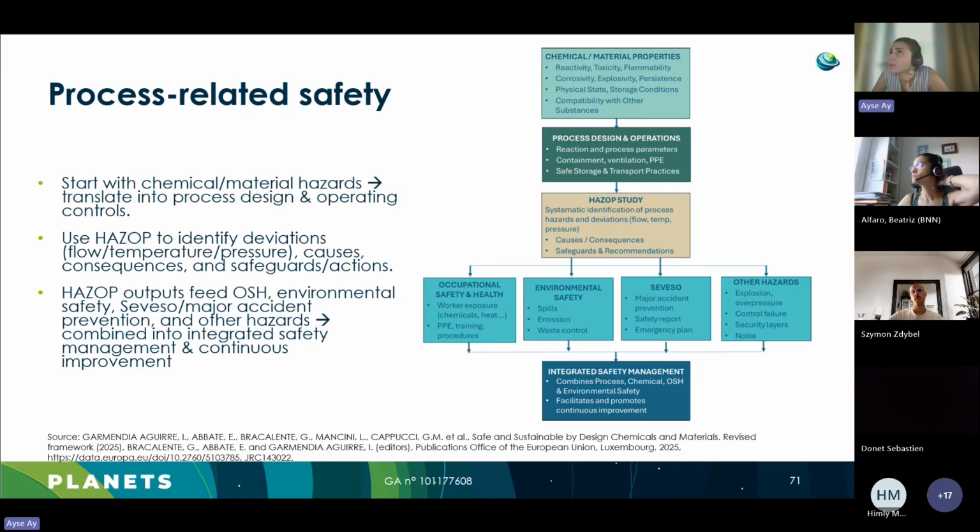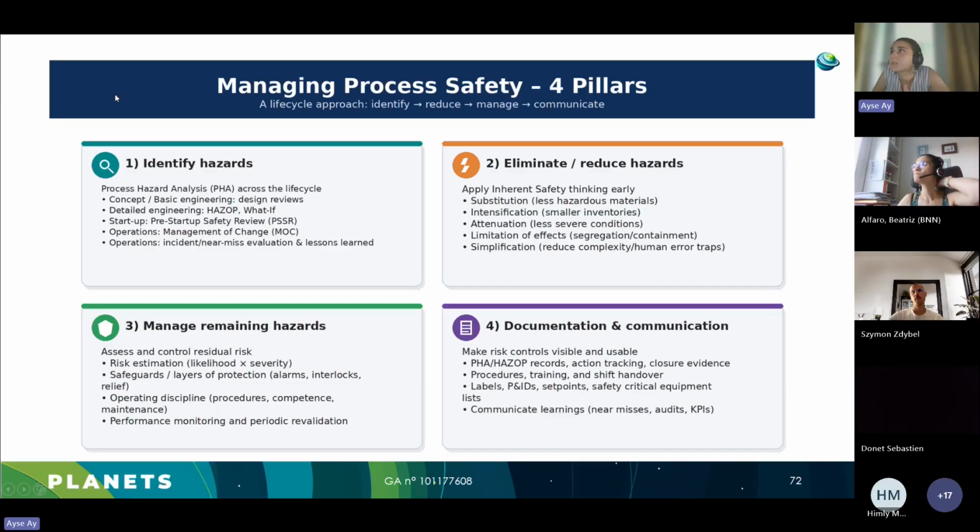Then I will continue with the main pillars of process safety. First, we are starting with identifying the hazards. This means that we are analyzing the potential risks through the entire life cycle, starting with the early design phase. And then once we continue with the startup and the operations, again, we can change it.